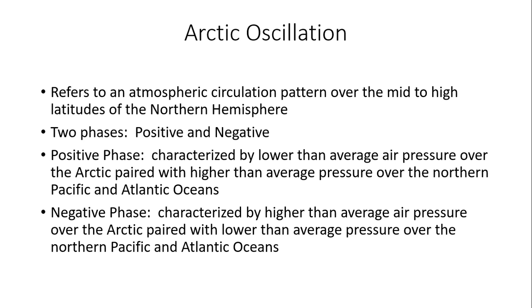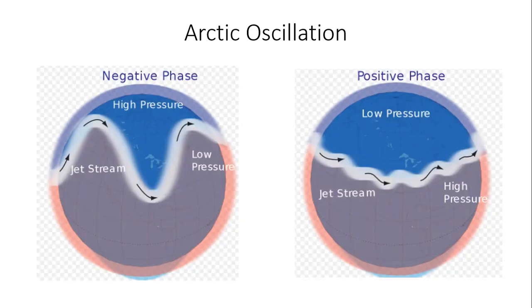For a negative phase AO, it's characterized by the opposite. Now we have higher than average air pressure over the Arctic, paired with lower than average pressure over the northern Pacific and Atlantic Oceans. So it's a flip-flop between positive versus negative, and where these pressure differences are located.